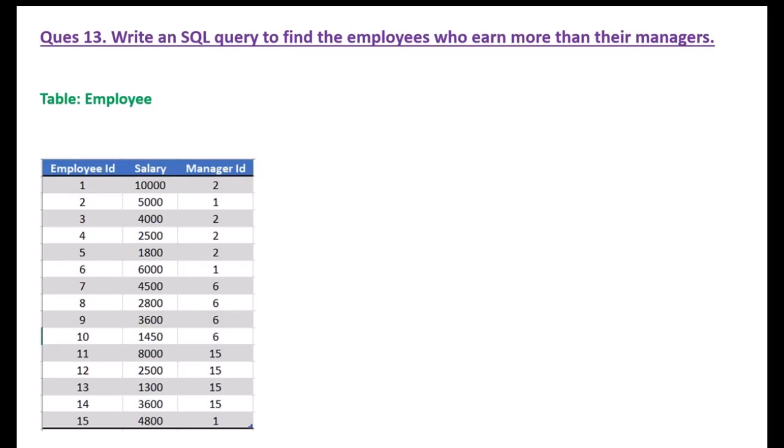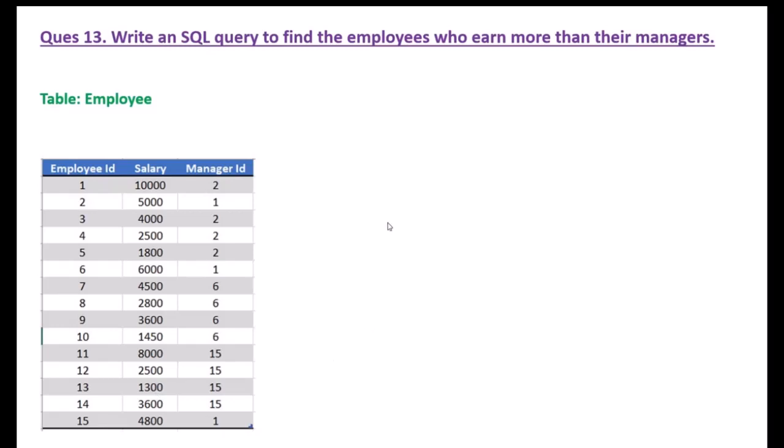So we can say that for employee ID 1, their manager ID is 2. So this particular guy is the manager of employee ID 1. Similarly, for 3, the manager is 2. For employee ID 4, the manager ID is 2. So for each of the employee IDs, we are given the salary. So we need to write a SQL to find the employees who earn more than their managers.